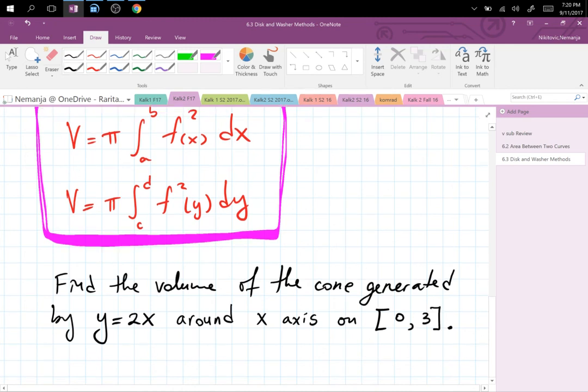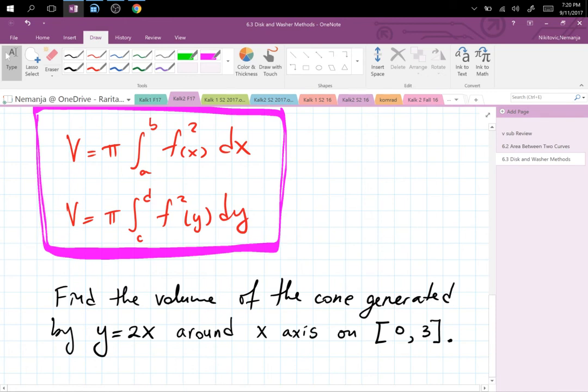This is the cheapest question that you can get in Calculus 2. So, there you go. We are starting Calc 2 with the cheapest possible question you can get. So find the volume of the cone generated by y equals 2x. You revolve around x-axis and 0 to 3. Draw the segment, draw the rotation, draw the shape, right? Draw the entire cone.